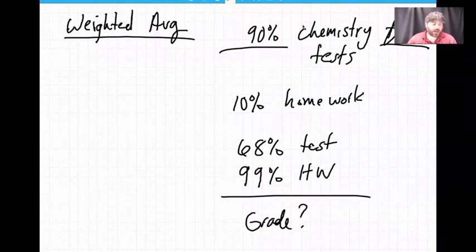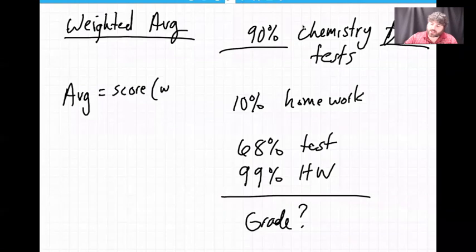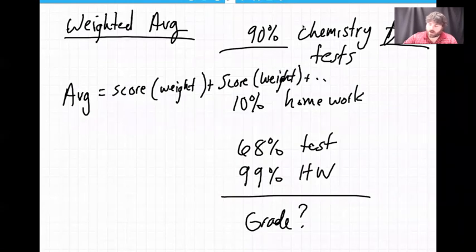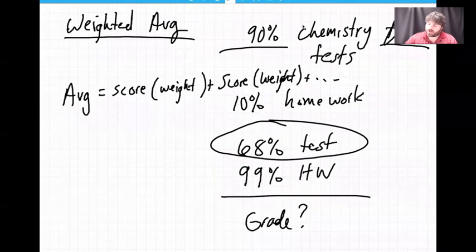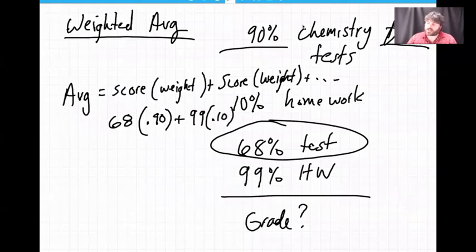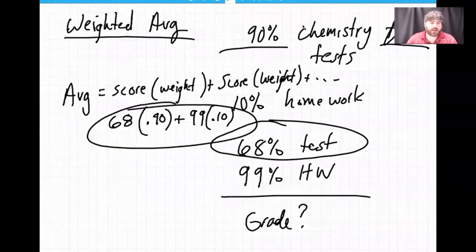Okay, so the way that you do this is the average is always the score times the weight plus the score times the weight, and you just continue this on and on and on. So the score, you got a 68 on your test, okay, times the weight, 90%. Now don't use the 90%, convert it to a decimal, so 0.90. Plus, you got a 99 times the weight, which is 10%, so 0.10. So you would just use your calculator to find that answer, okay?